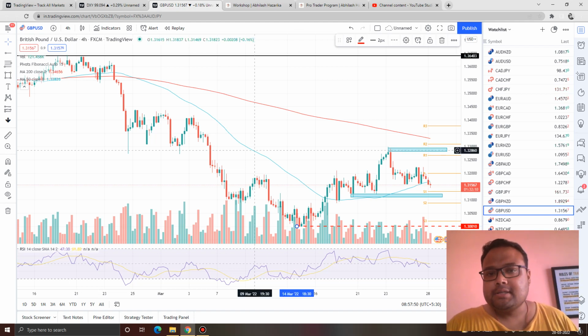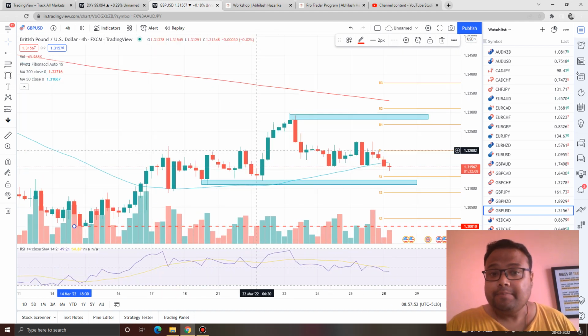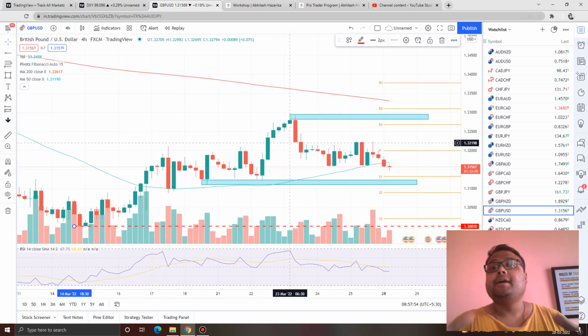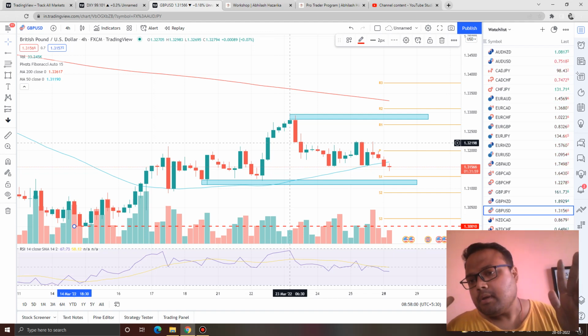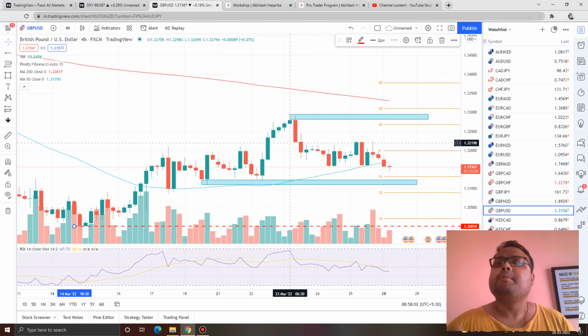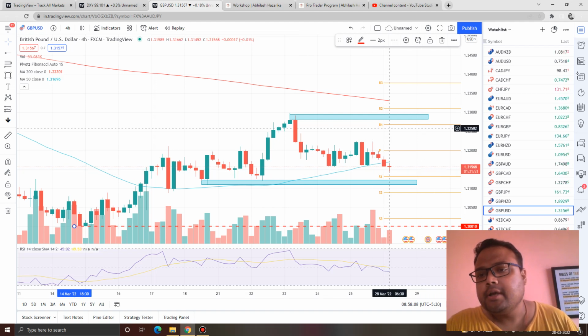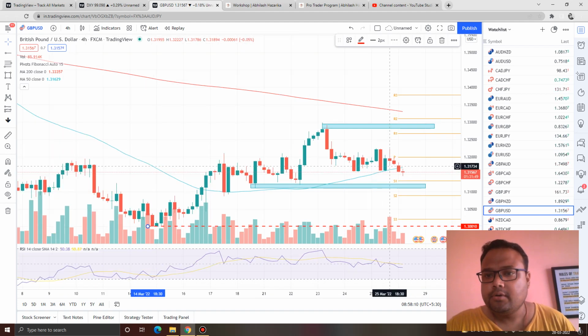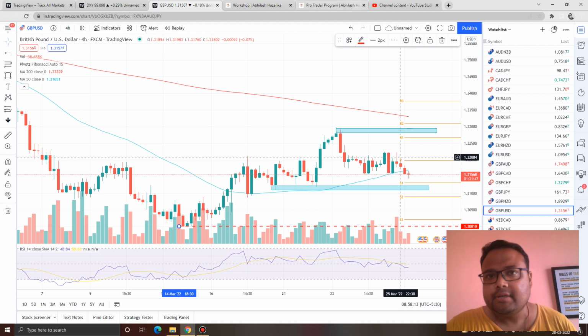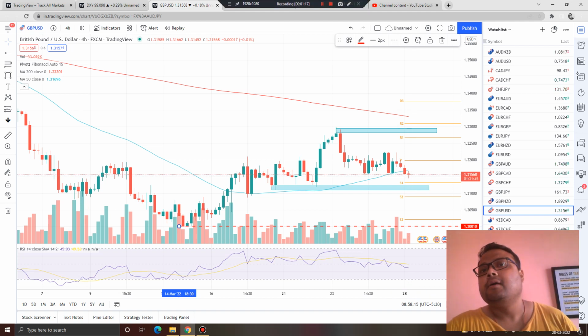I will not personally trade because I still believe that we do not have a clear picture on GBP USD, and in comparison to other pairs, there are better opportunities. I believe there are better opportunities on other pairs in comparison to GBP USD. Right now, GBP USD is trading at 1.3156. Though it is trading at 1.3156, I'll suggest you not to trade right now.